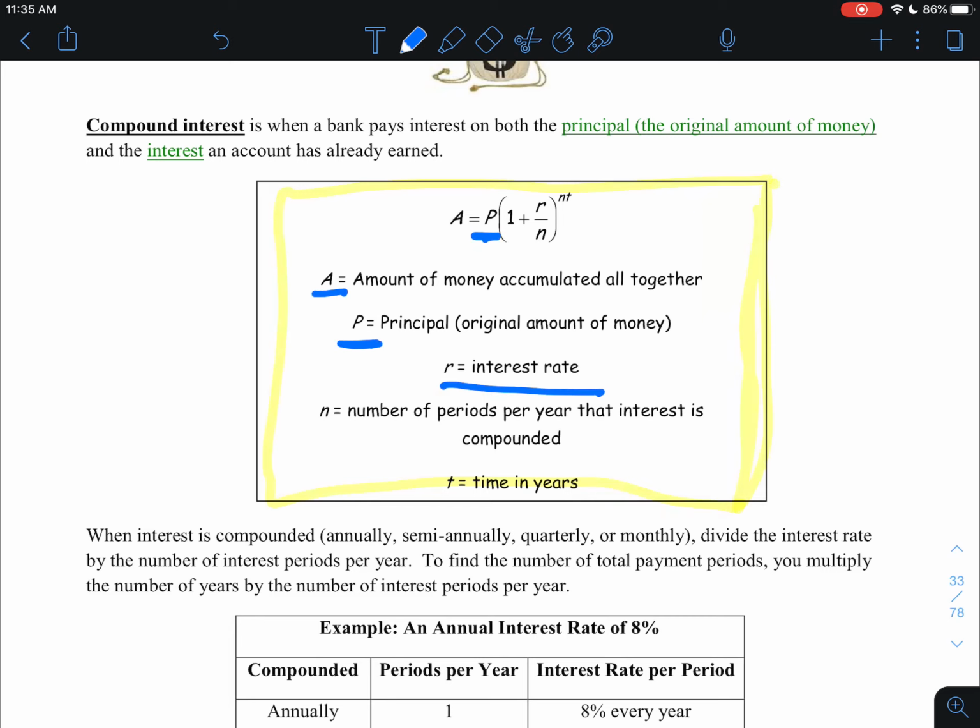So that says how many times a year the bank is saying, okay, this is the amount of money in your account, you're earning interest on that amount. That refers to the number of periods per year that interest is compounded. So if they say your interest is compounded annually, then at the end of each year, they say, okay, you're earning interest on this amount now. And T is the time in years.